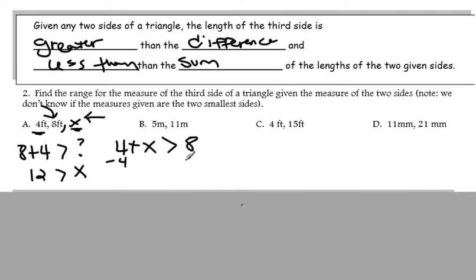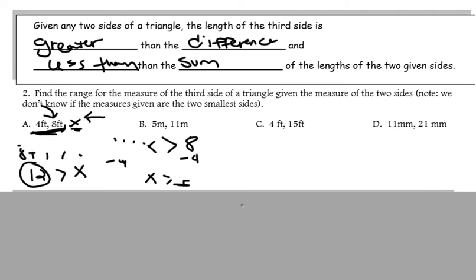I'm just going to subtract 4 from both sides. So in this case, x has to be greater than 4. So the third side, if these are the two smallest sides, the third side has to be less than 12, or it has to be greater than 4 if this is the small side and this is the large side.